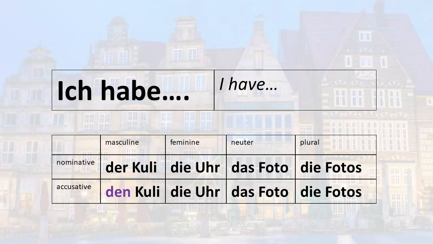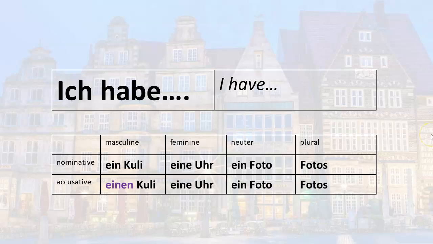So what we are going to learn in this lesson is how to use haben and direct objects with not a definite article, but what we call an indefinite article. That simply means we are going to learn how to say, I have a, instead of I have the. Now we're going to learn how to say I have a pen, a clock, a photo, and simply photos. So you already know the nominative ein for masculine, ein Kuli, a pen, eine Uhr, a clock, ein Foto, a photo, and for plural just simply photos without the article.